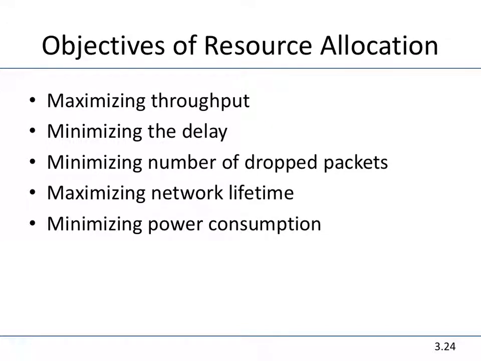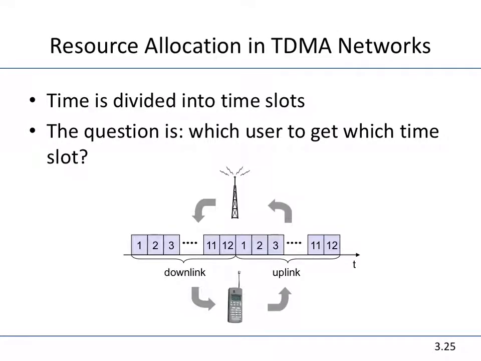This is obvious, right? The lifetime of a node: when the node dies, there's no other definition. But the lifetime of the network, we don't know. It has a bunch of different definitions. So these are some of the objectives that I can use when I allocate the resources.